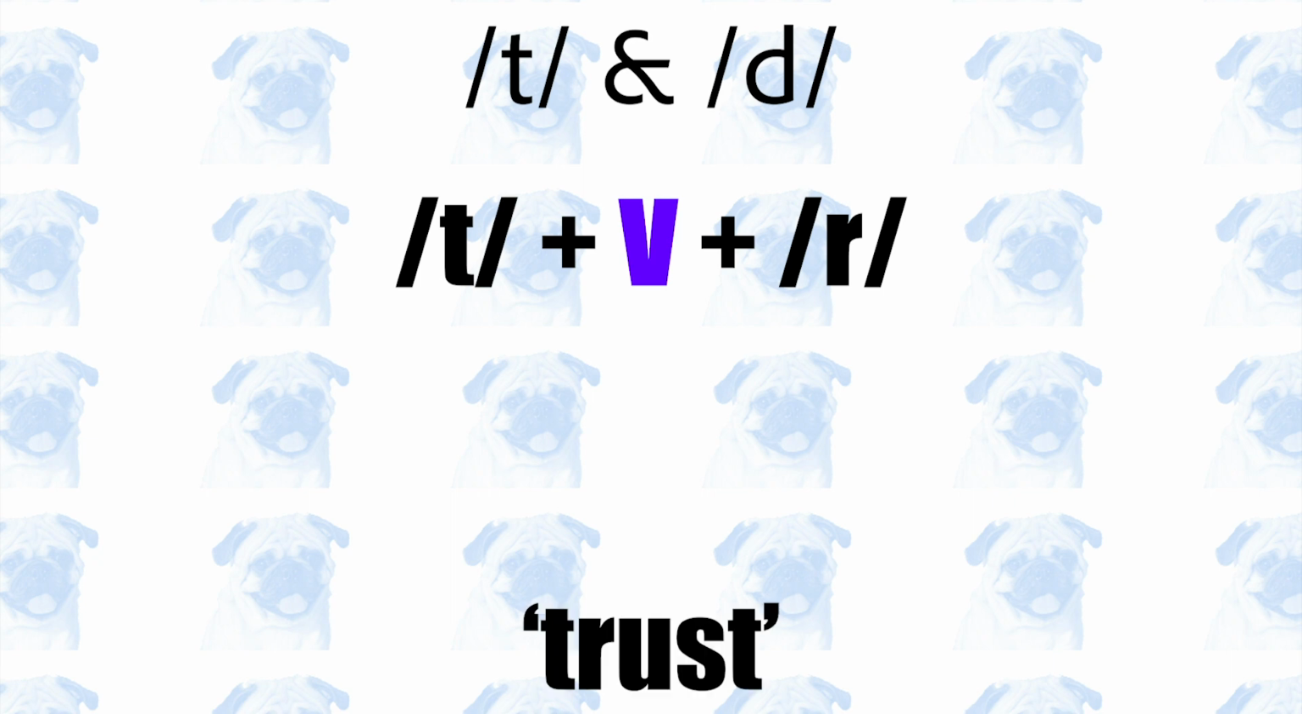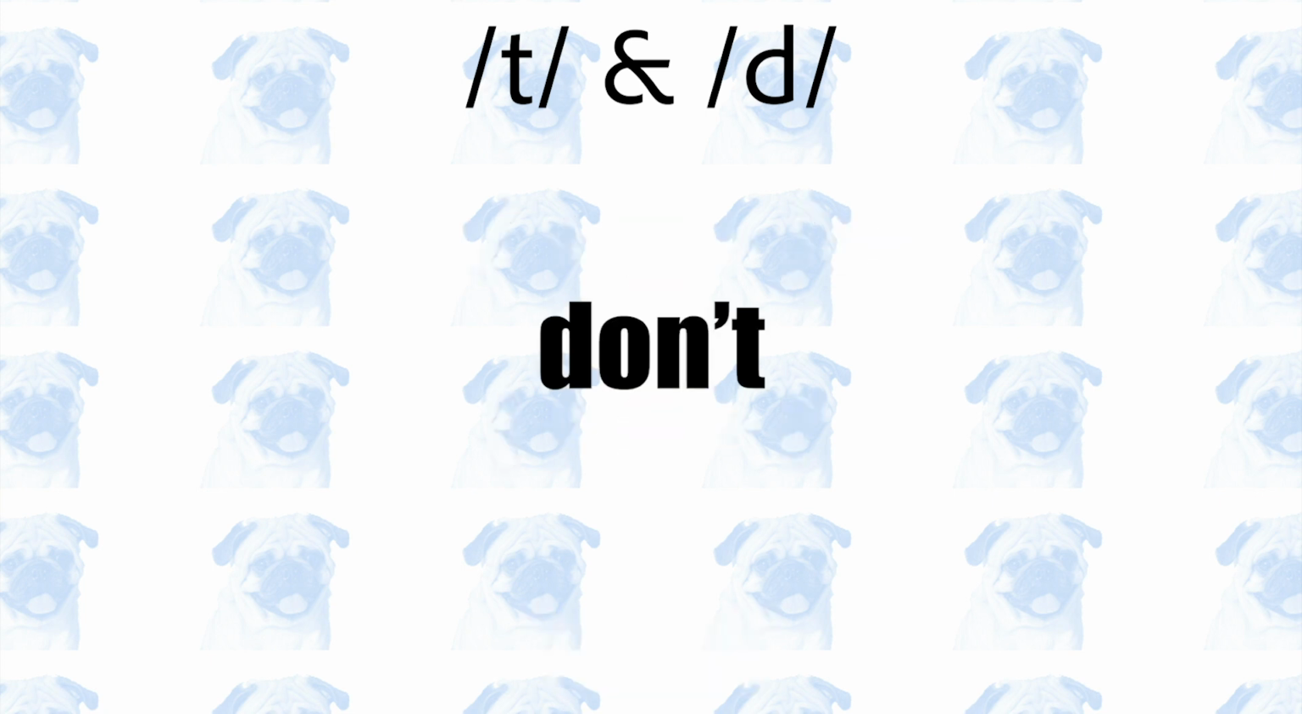Another example is the word trust. In this word, the initial consonant cluster gets divided by an insertion of o as in torasto. Then what about T in the word don't?